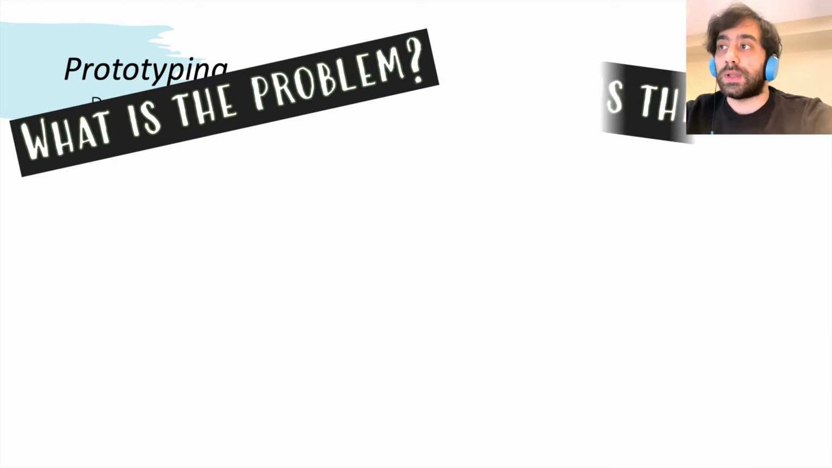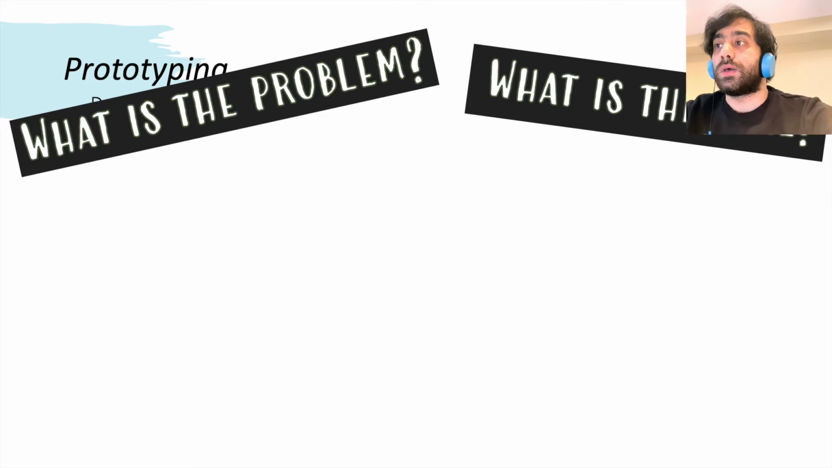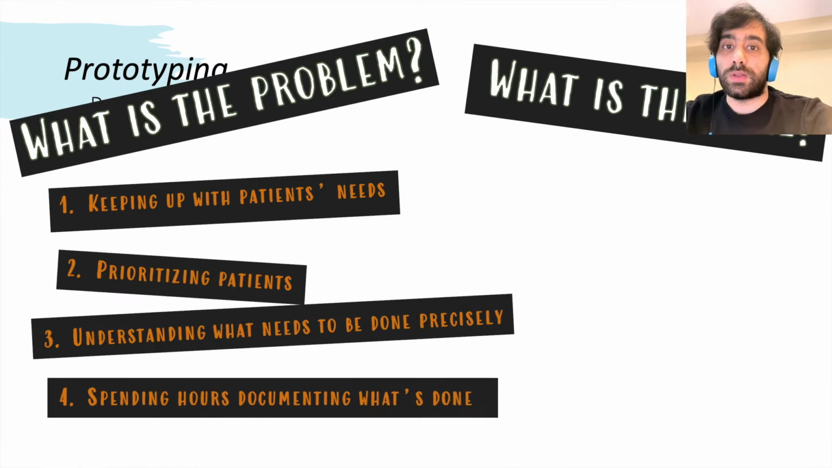Now, for prototyping, we have to solve two main problems, or at least analyze two main statements: what the problem is and what the goal is. And based on the research we've done, we identified that the problems are keeping up with the patient's needs, prioritizing the patient, understanding what needs to be done precisely, and spending hours documenting what is completed.